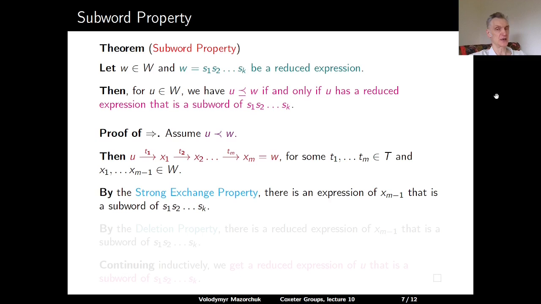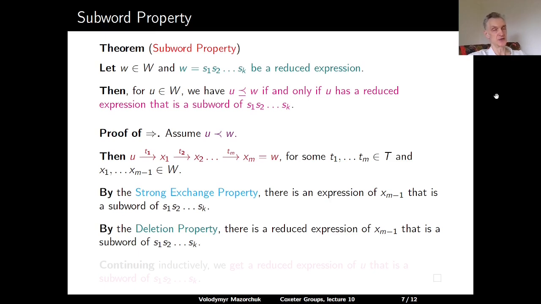So x_{m-1} is equal to x_m times t_m. And now by the deletion property, we can take this expression of x_{m-1}, delete something and get a reduced expression. So we get a reduced expression for x_{m-1}, which is a subword of our reduced expression for w. So we made one step, and now we just continue inductively, and we get a reduced expression for u that is a subword of s1, s2, and so on, sk.